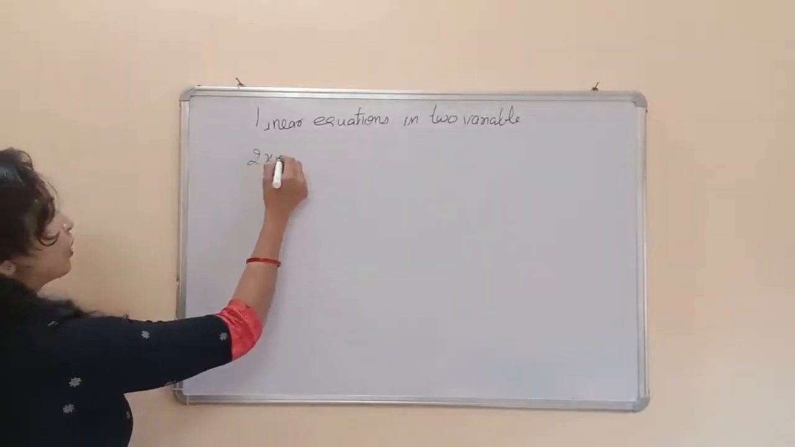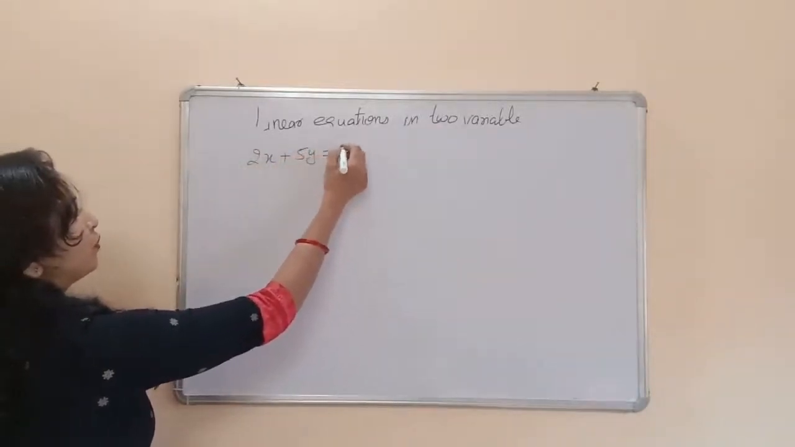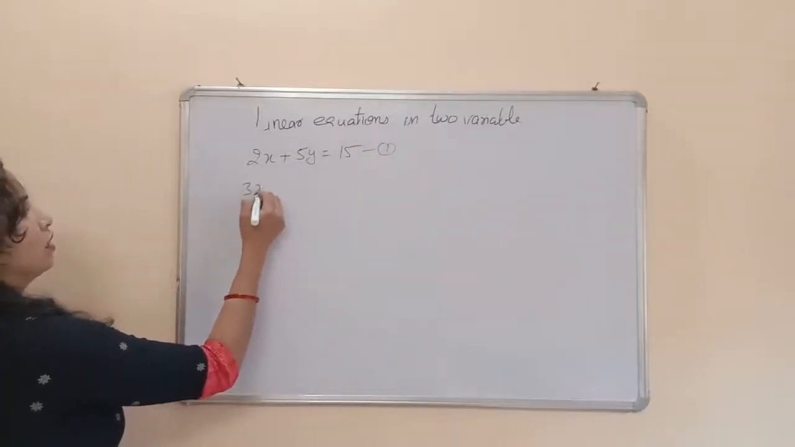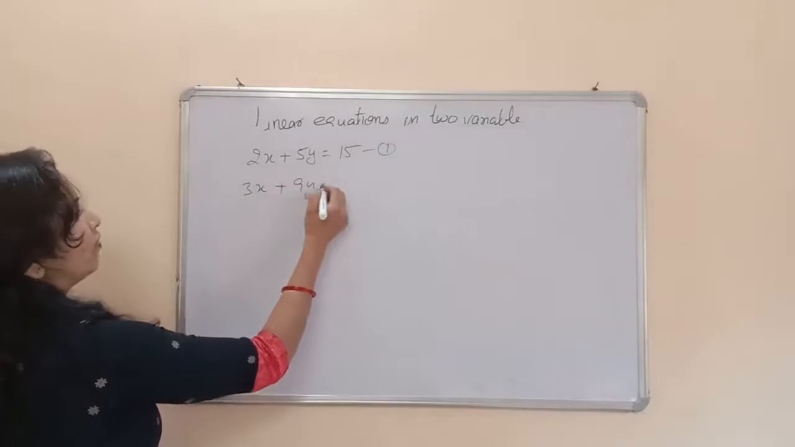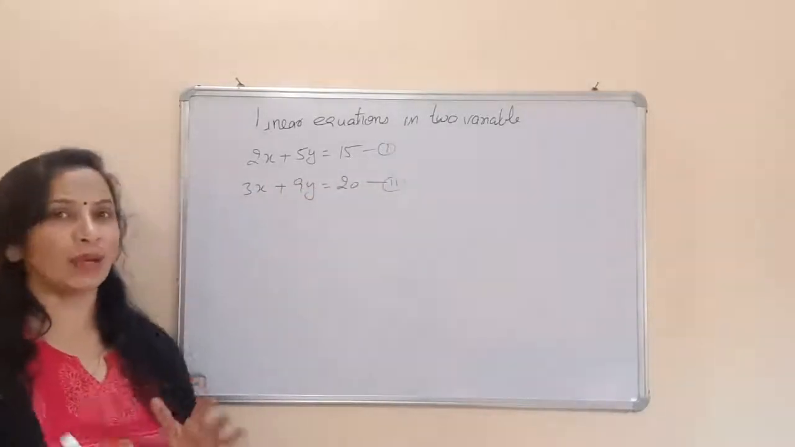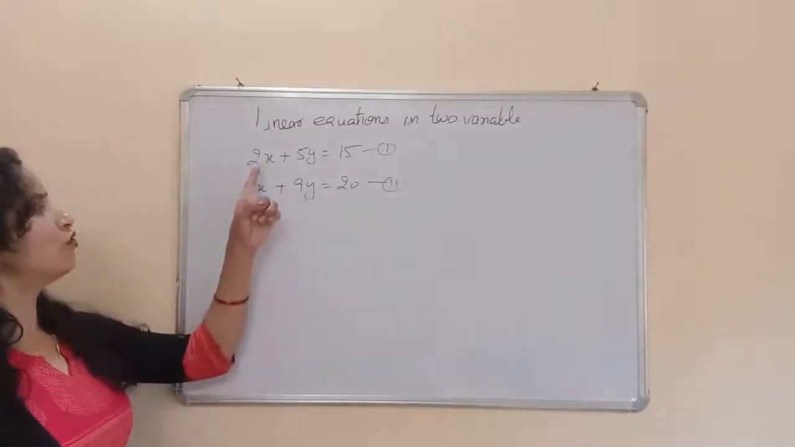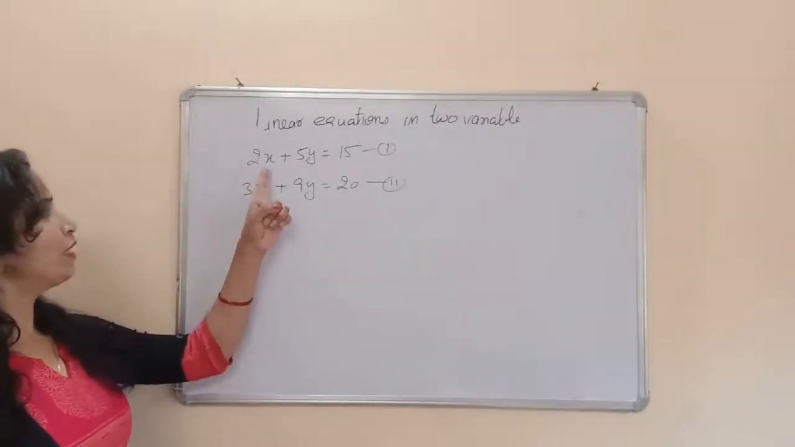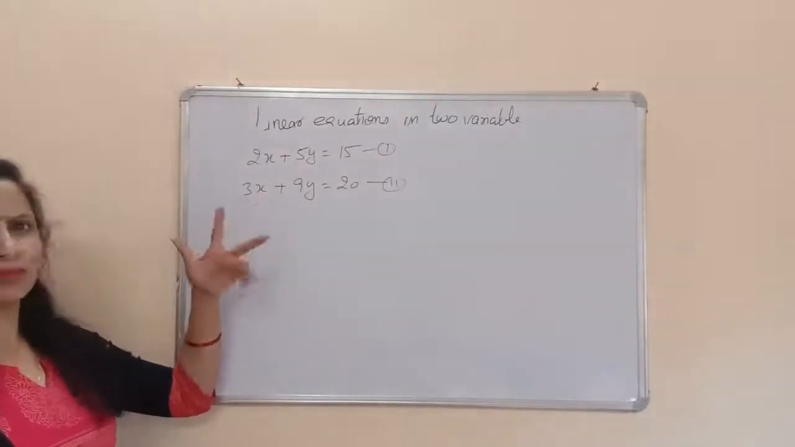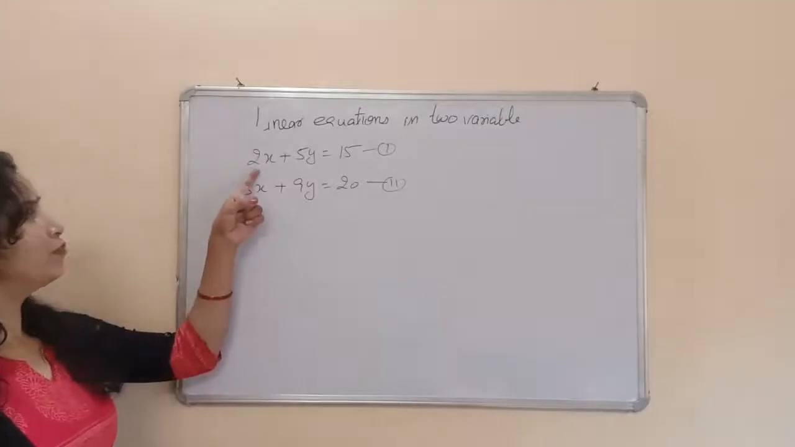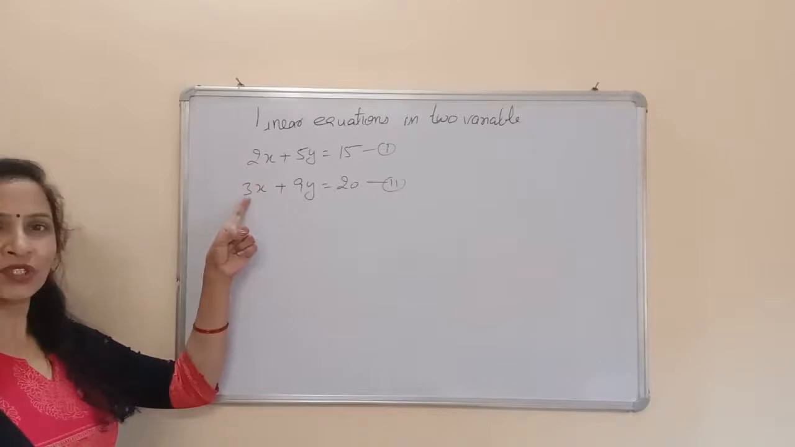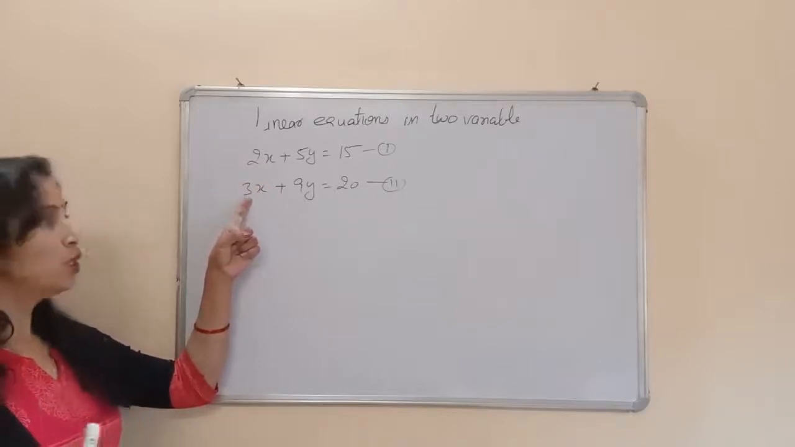Suppose this is the equation 2x plus 5y is equal to 15. Suppose. And the other equation is 3x plus 9y is equal to 20. Suppose. So in the elimination method, what you have to do, you have to make the coefficient of one of the variables equal. Suppose you want to make x equal. What will you do? Here is 2 and here is 3. The LCM is 6. So it means we can make this 2 into 6 by multiplying it by 3. And also we can make the 3 into 6 by multiplying it by 2. So what will we do?